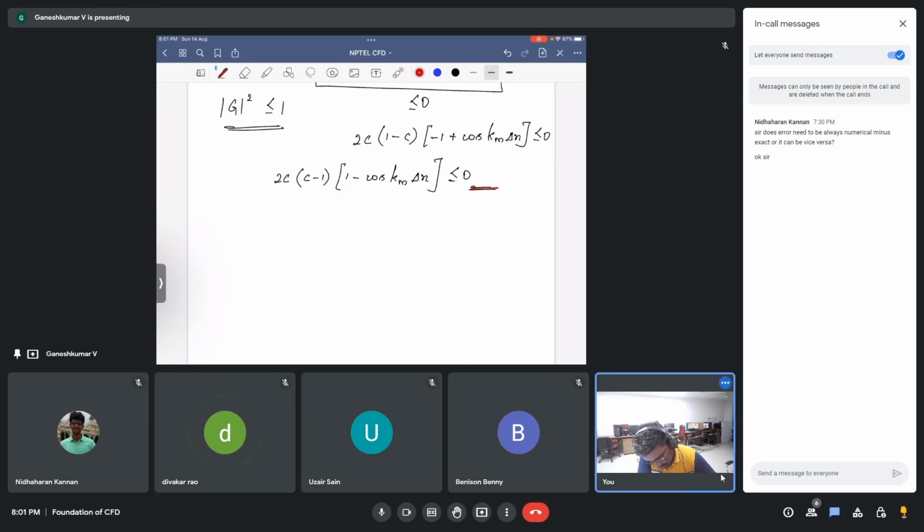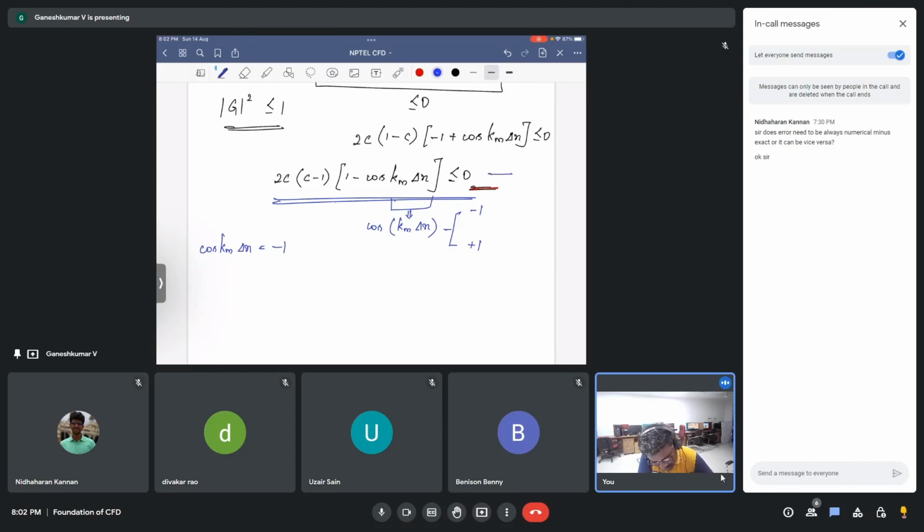So what we will do, this has to be less than 0. All the time it has to be less than 0. Now the variable is here km and delta x, but we know the function is going to be cos km delta x. And what is the maximum limit in between? Cos km delta x can vary from minus 1 to plus 1. Now let's say cos km delta x is equal to minus 1.